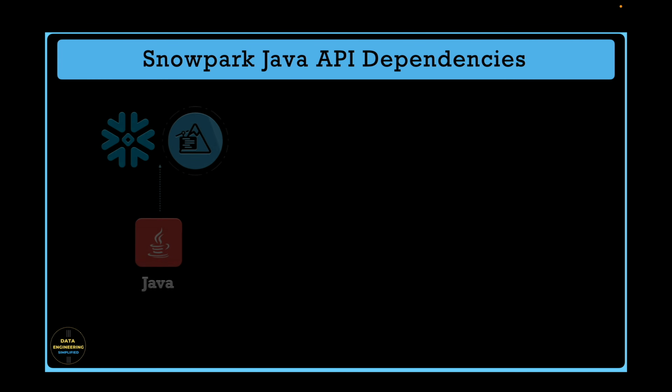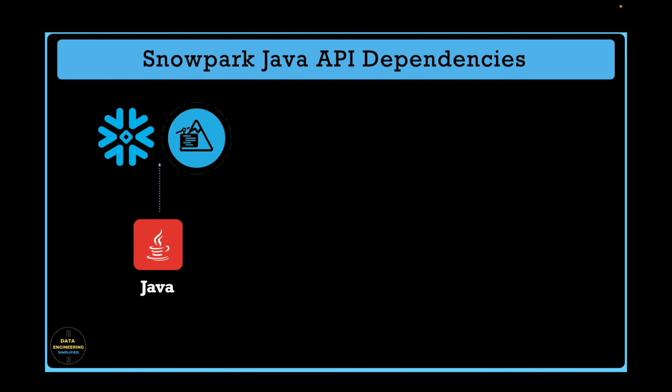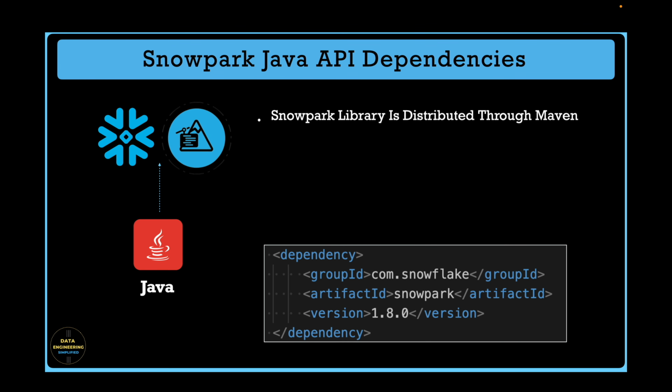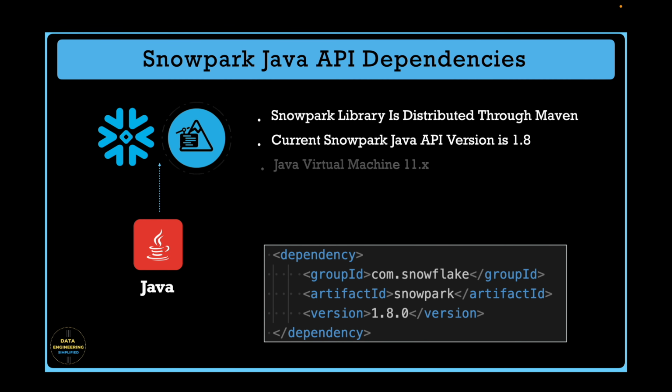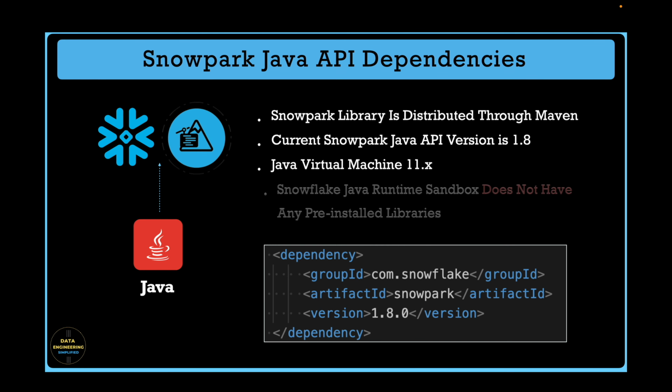Let's understand the Snowpark Java API dependency. For Java, the Snowpark library is distributed through Maven. The current version for the Snowpark Java API is 1.8. The Java virtual machine required to run a Snowpark program is 11.x. If you try to run a higher version, it doesn't work. The Snowflake Java runtime sandbox does not have any pre-installed library for Java.